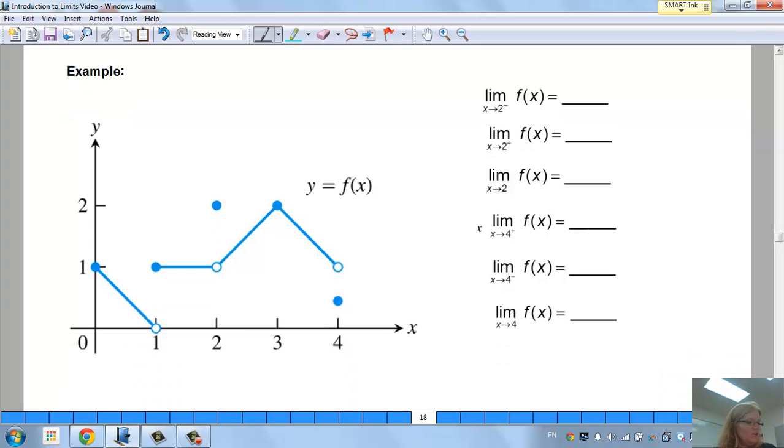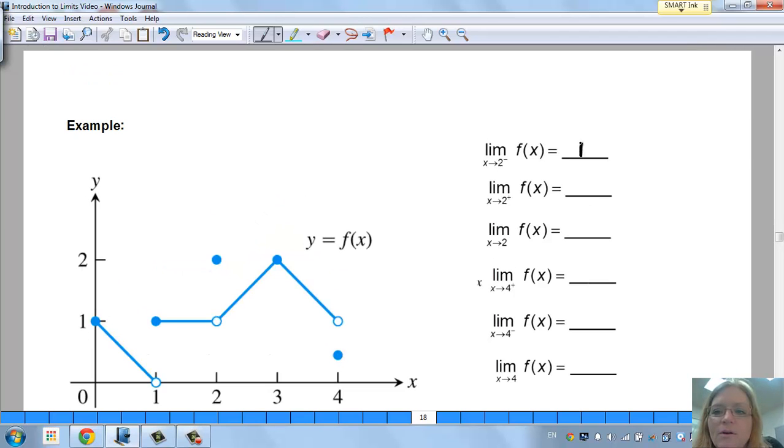And here's another weird looking graph, so I thought we could practice. Okay. So let's look at approaching this function at 2 from the left. So I'm going to come this way. As I come from the left, I have to stop and come here. When I approach 2 from the left, as you see, my y value is 1. So I put a 1 here.